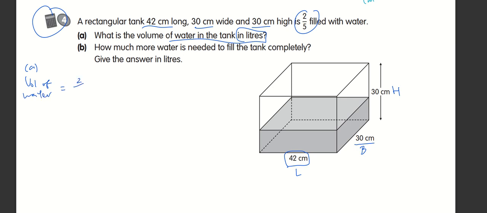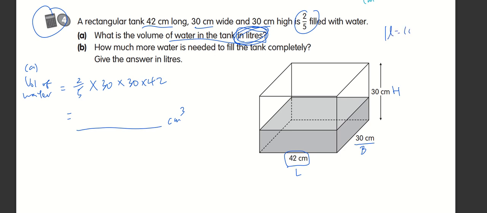2/5 of the whole tank. The whole tank being length, breadth, height, 30 times 30 times 42. So I can simplify this and then I calculate, or I don't have to because it's a calculator question. I can multiply it directly, 2/5 with length, breadth, height. Then I have a certain measurement. This measurement will be in cm cubed. And then the measurement required here is liters.